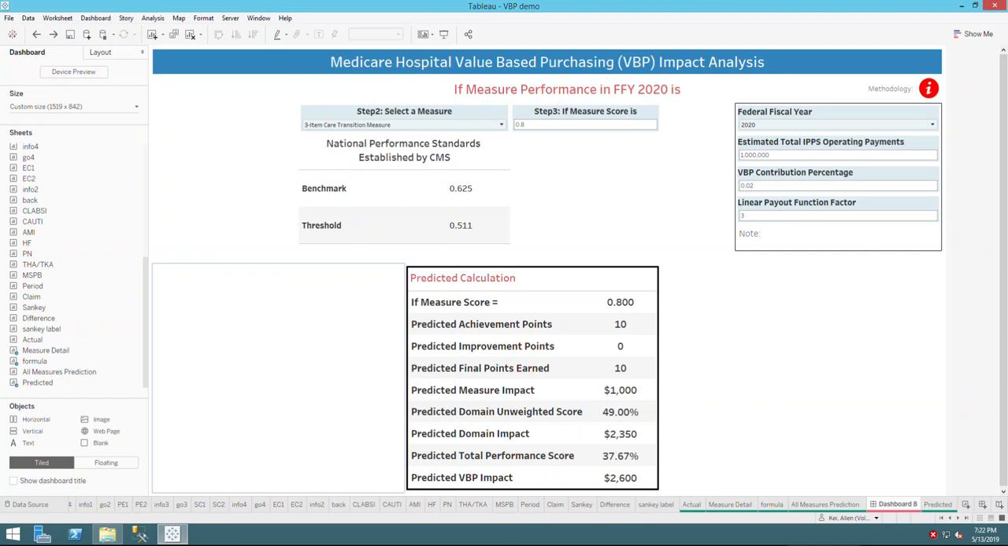The second thing is that, if you are watching this video, I'm assuming you are very familiar with the hospital VBP program, its methodology, and how they calculate the scores and the incentive and penalty payments. Basically, this calculator helps you predict, given a clinical outcome, what your hospital's incentive or penalty payment will be in this value-based purchasing program.